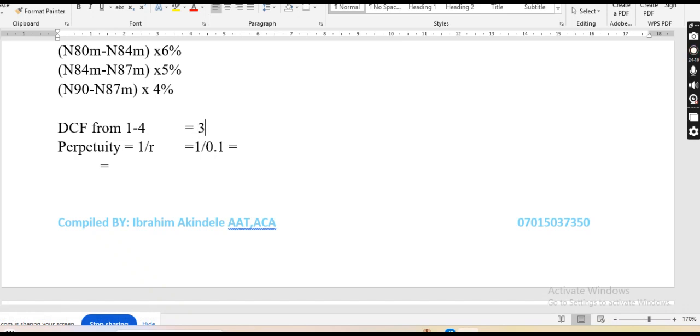Let me calculate again because I just did. That's 3.170, approximately 3.170. Then for infinity, that is the perpetuity, we have 10. 3.170 plus 10 is 13.